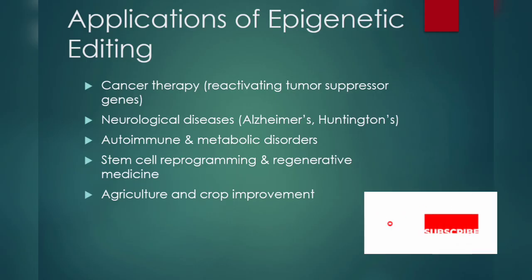It is also being explored in autoimmune and metabolic disorders. Currently, it is in research. In regenerative medicine, epigenetic editing helps with reprogramming of stem cells for tissue repair. Tissue repair के लिए वो reprogramming करने में help करता है. And in agriculture, it can improve crop yield and stress tolerance by tuning gene expression.